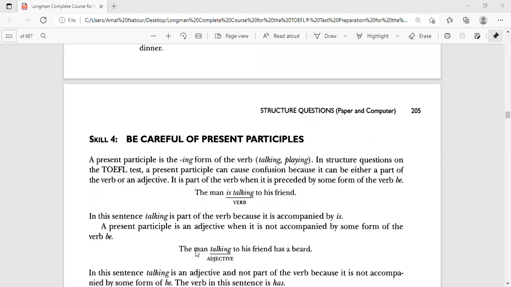Then the man here is the subject, has is the verb. Talking here is an adjective and it is not accompanied by any form of verb to be. Now, in this sentence, I will repeat, talking is an adjective and not part of the verb because it is not accompanied by any form of verb to be. The verb here in this sentence is has.